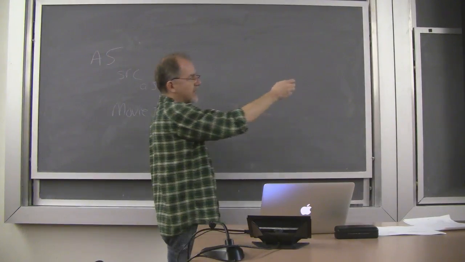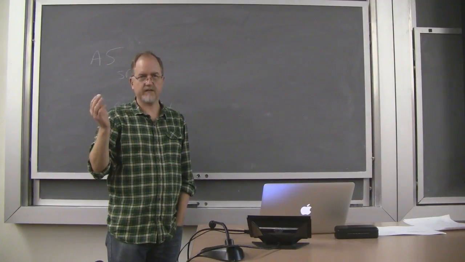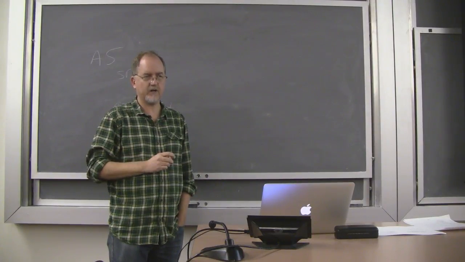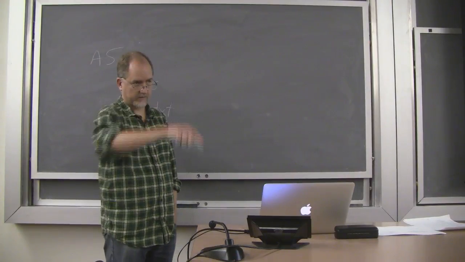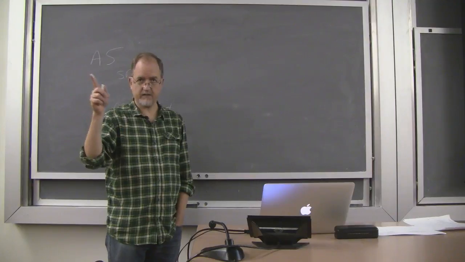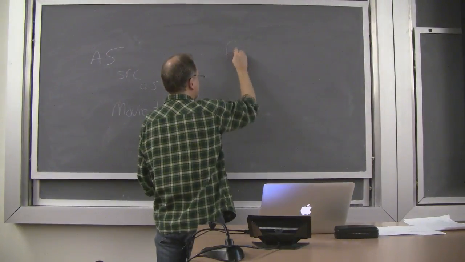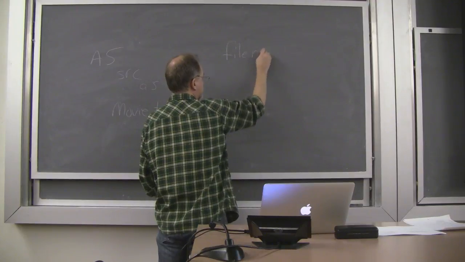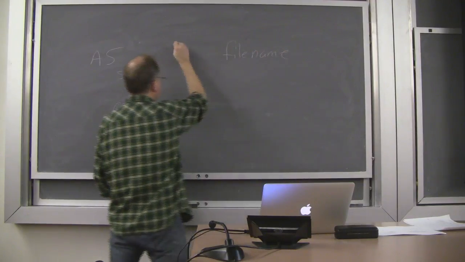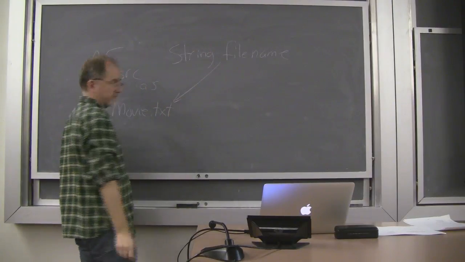So what are the steps we need to open a file? What do we need first of all? What's the starting data we need to open a file? No, you need to create a file object. So that's the second step. What's the first step we need? File name. Okay, so we need a file name. And what type is that? String. So it's a string. And the file name is this thing here, right?